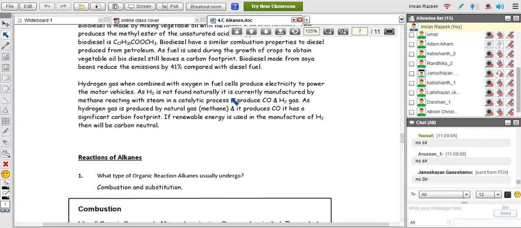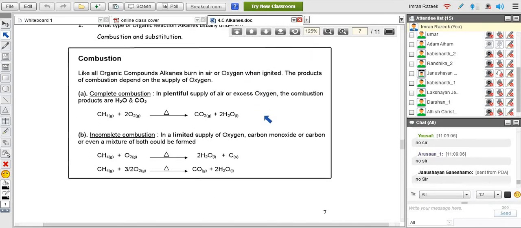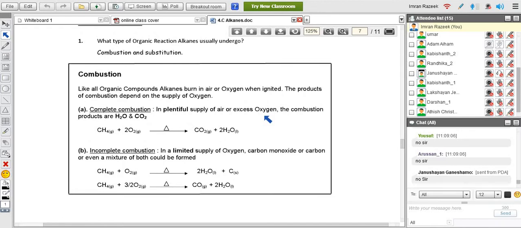There's a discussion on that, and the reactions of alkanes. Alkanes, we mainly study two types of reactions. One is the combustion, and the other type is substitution. The combustion is burning of hydrocarbon.